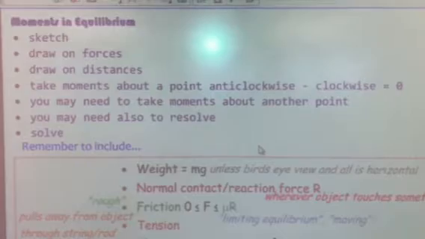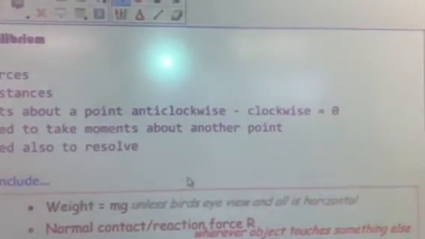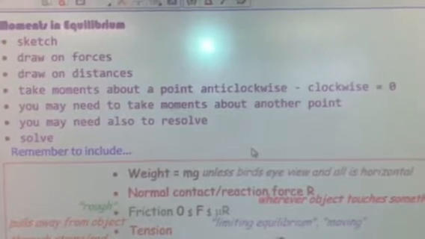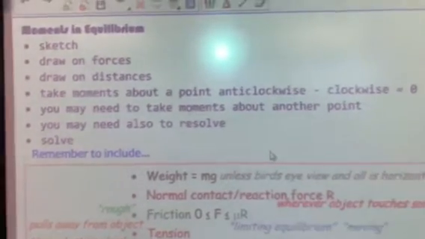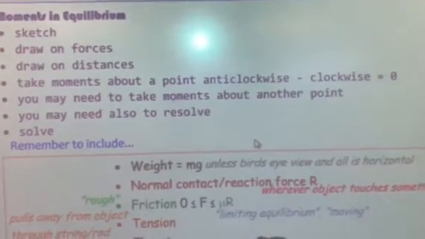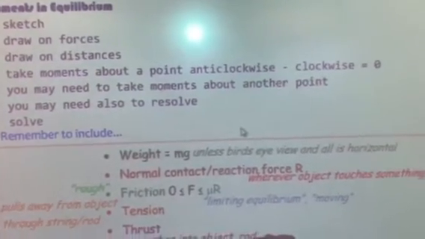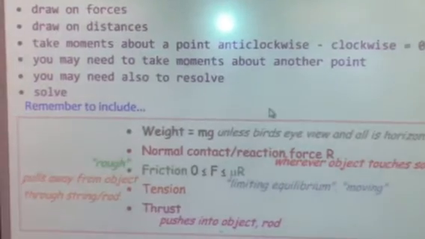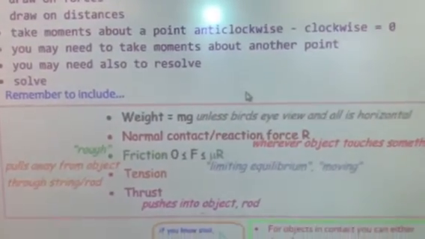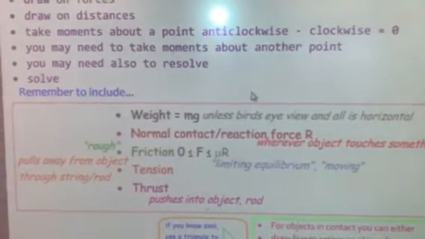So you may need to do a combination of resolving and taking moments, or you may just need to take moments. It may be that if you've got two unknowns, you have to take moments about 2 different points. And to choose where to take moments about, you usually take them about a point where you've got lots of unknowns, or somewhere that's really convenient for the distances. Okay, then you'll have a set of equations and then you solve those.